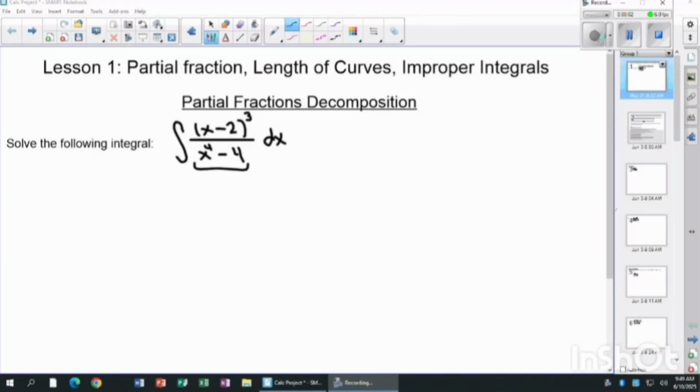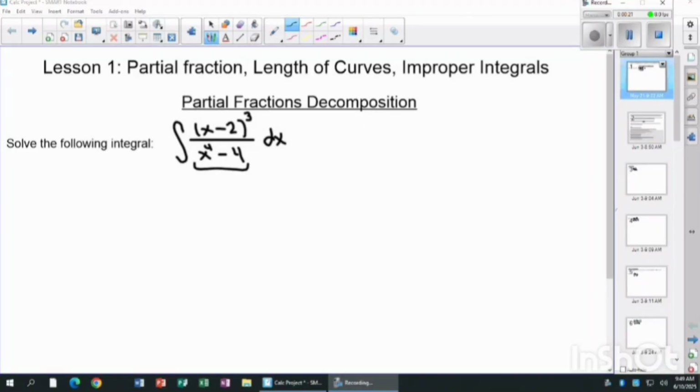So today we'll be doing partial fractions decomposition. The materials that you will need are a notebook and a pen or a pencil. So for our warm-up, solve the following integral of (x minus 2) cubed over x to the fourth minus 4 dx. Take some time to talk.